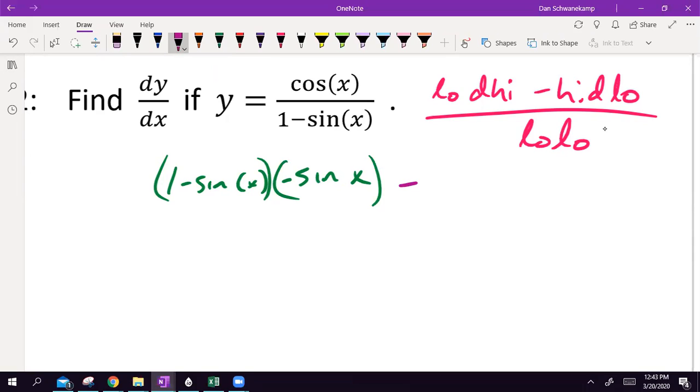Minus high d low, high cosine. D low, the derivative of the bottom. Well, the derivative of 1 would go away. What about the derivative of negative sine? Tell me in the chat, what do you think the derivative of negative sine is going to be?